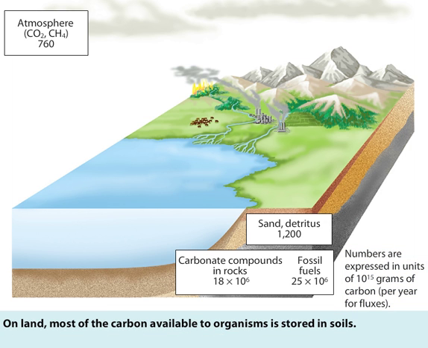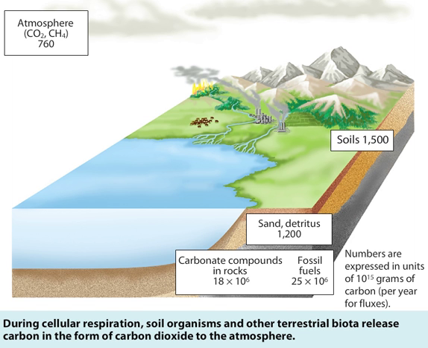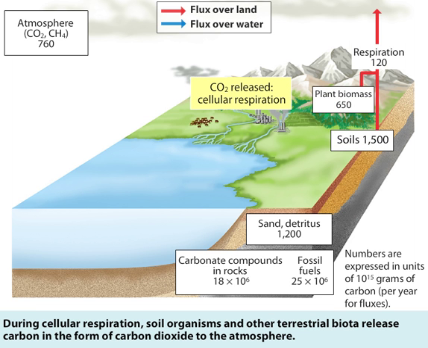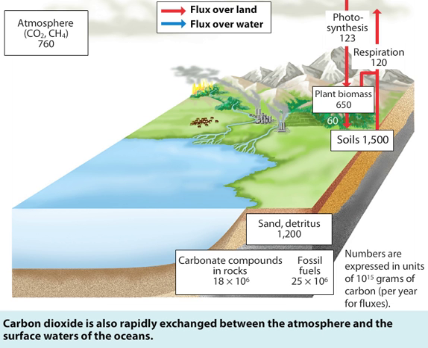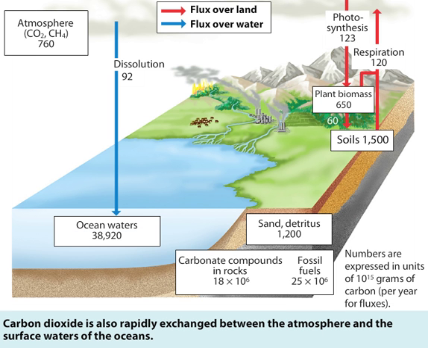On land, most of the carbon available to organisms is stored in soils. During cellular respiration, soil organisms and other terrestrial biota release carbon in the form of carbon dioxide to the atmosphere. The opposite happens during photosynthesis, when plants take carbon dioxide from the atmosphere. Carbon dioxide is also rapidly exchanged between the atmosphere and the surface waters of the oceans.